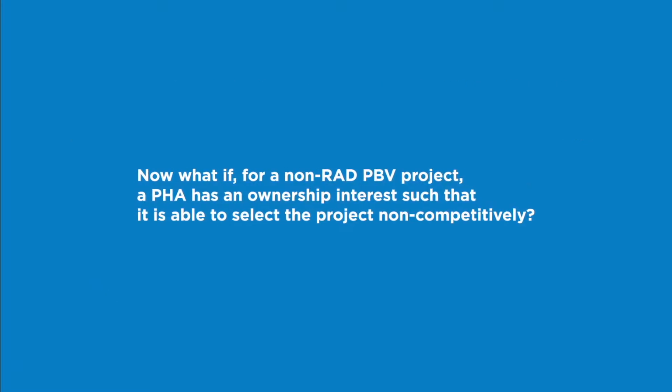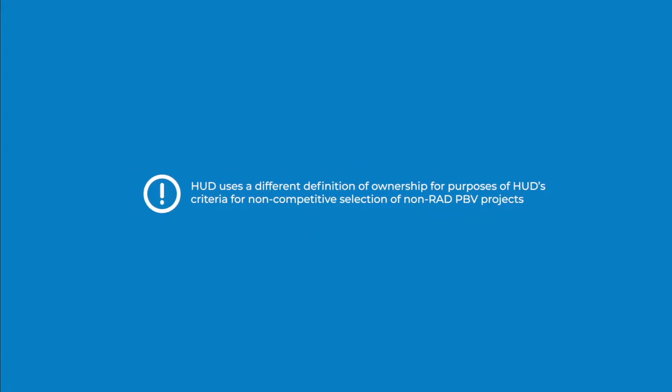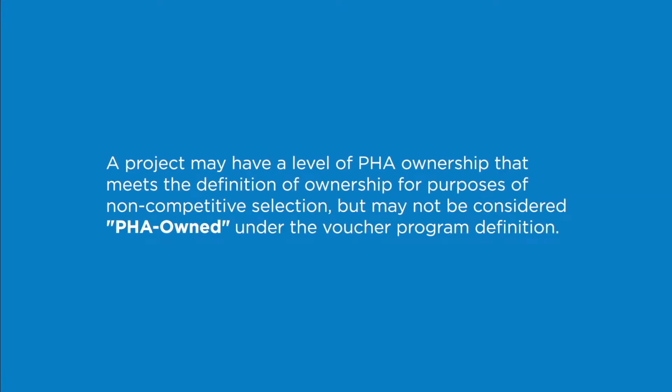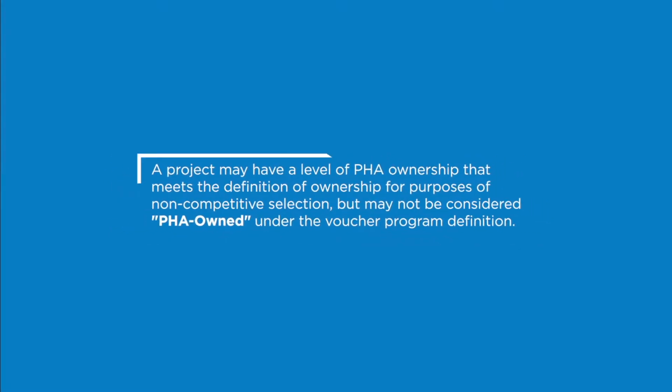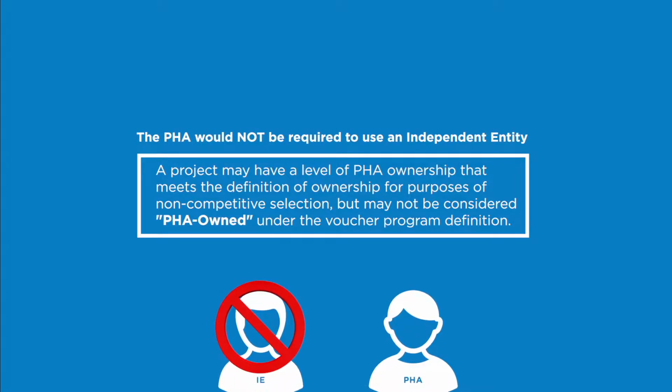Now what if, for a non-RAD PBV project, a PHA has an ownership interest such that it is able to select the project non-competitively? It is important to note that HUD uses a different definition of ownership for purposes of HUD's criteria for non-competitive selection of non-RAD PBV projects. Therefore, a project may have a level of PHA ownership that meets the definition of ownership for purposes of non-competitive selection, but may not be considered PHA-owned under the voucher program definition. In such a circumstance, the PHA would not be required to use an independent entity.